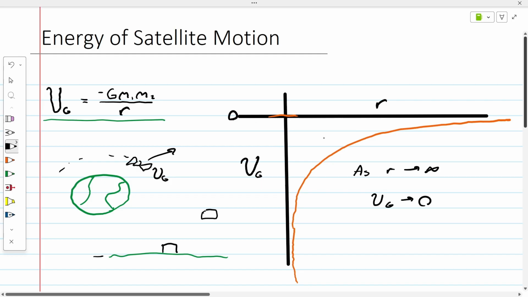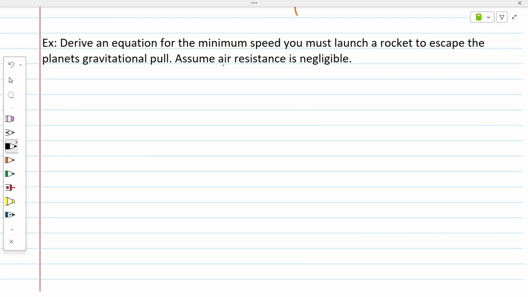Okay, so let's do an example where we derive this escape speed velocity. The escape speed velocity is the equation for the minimum speed to launch a rocket to escape the planet's gravitational pull. We're going to assume the air resistance is negligible, so there are no external forces, and we can use conservation of energy. We've learned before that conservation of energy is just the initial equals the final. So the kinetic energy plus the gravitational potential energy initial equals the kinetic energy final plus the gravitational final.